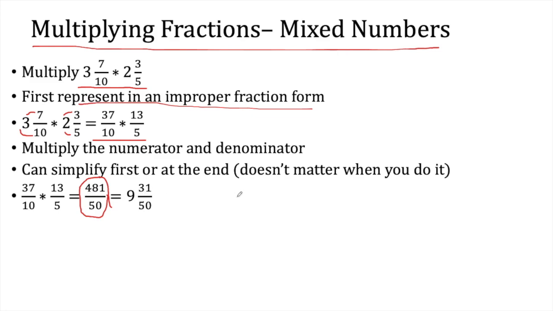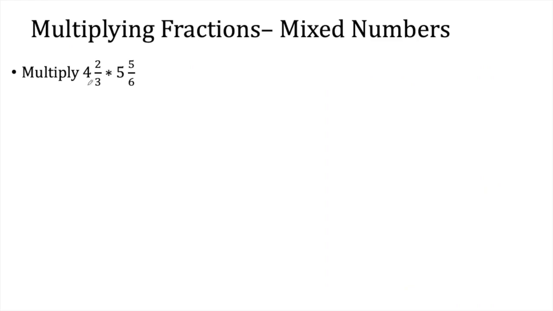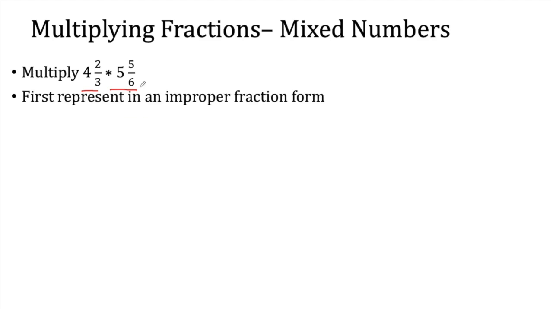Let's do another example. In this question, we're told to multiply 4 and 2/3 with 5 and 5/6. And as in the previous example, we'll convert these to improper fractions and then multiply them together. So 4 and 2/3 is 14 divided by 3, since 3 times 4 is 12 and 12 plus 2 is 14, and the denominator remains as 3. And 5 and 5/6 is 35 divided by 6, since 6 times 5 is 30 and 30 plus 5 is 35, and the denominator remains as 6.